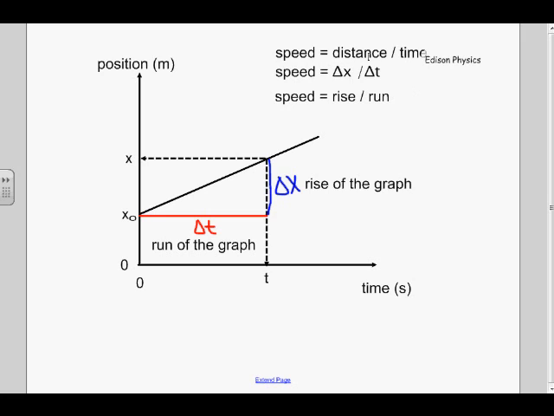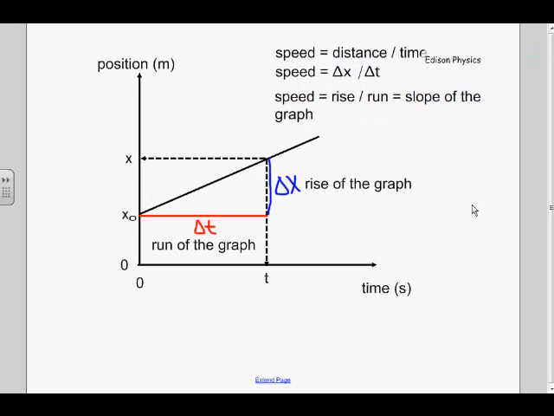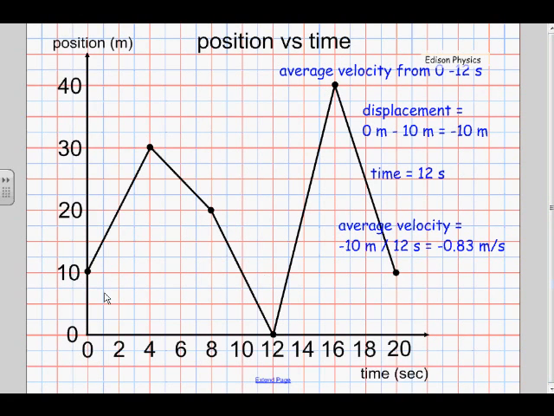You think back to what you've known from math, rise divided by run is nothing more than the slope of the graph. So when we define speed as distance over time, or velocity as displacement over time, what we're really talking about is slopes on graphs. And so another way to define these quantities is to say they're the slope of a position versus time graph.